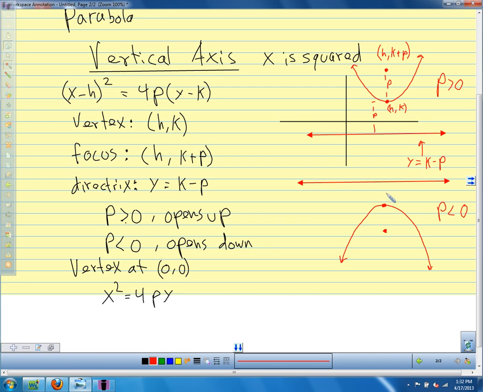We're still at the point (h, k) for our vertex, and this is still p units, and we're still going p units. So if our parabola opens down, we figure out where our vertex is. We go down by p units to find our focus, and we go up by p units to find our directrix.